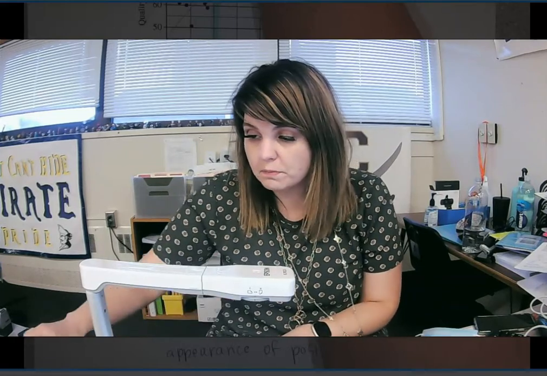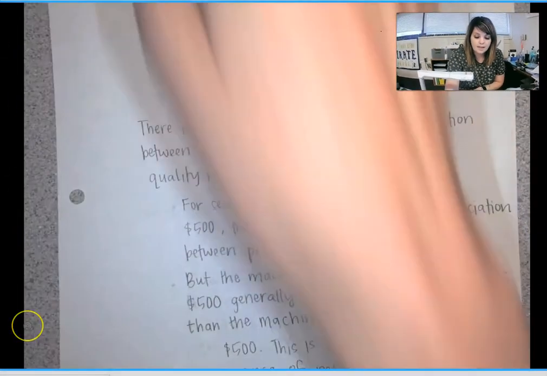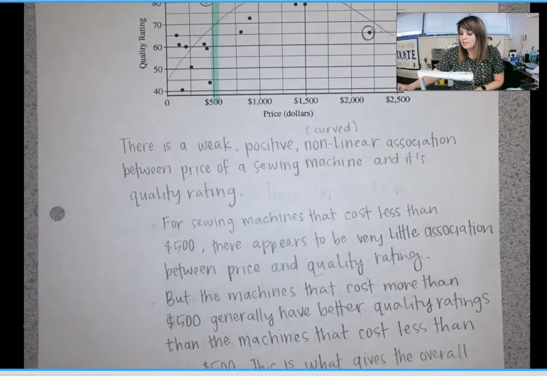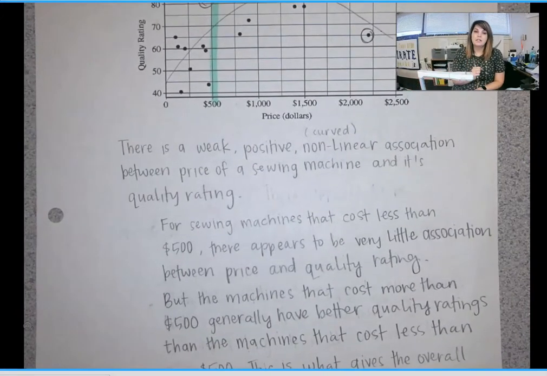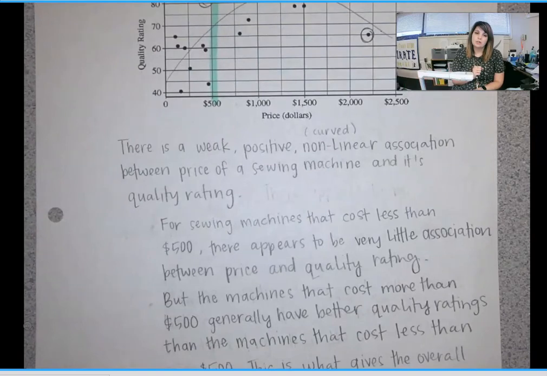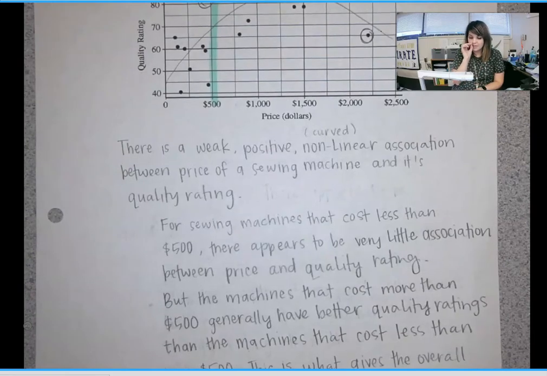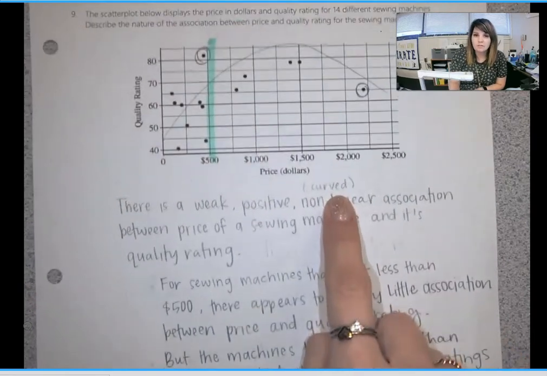So you want to describe what you see and make sure that it's accurate and take the chance that it's what they're asking for, because sometimes you just don't know. So in this one, I have that there is a weak, positive, non-linear association between price of a sewing machine and its quality rating.